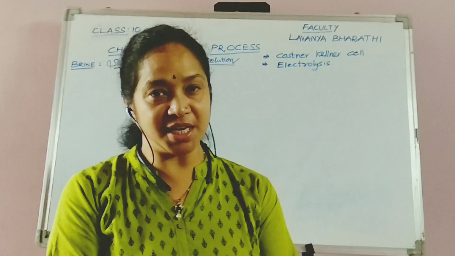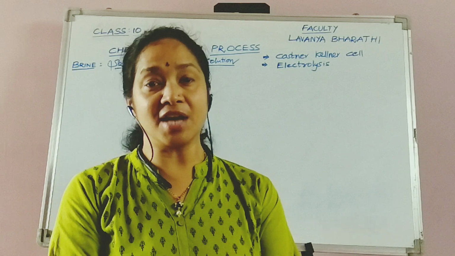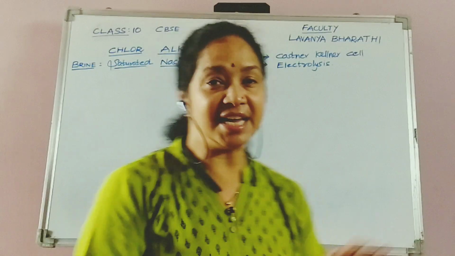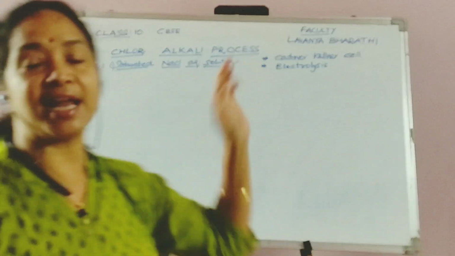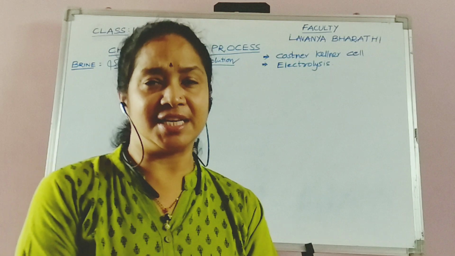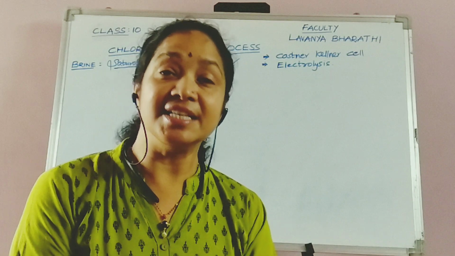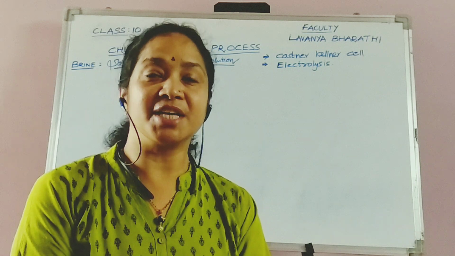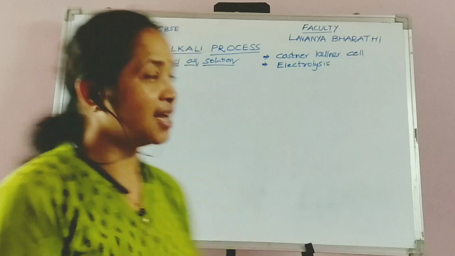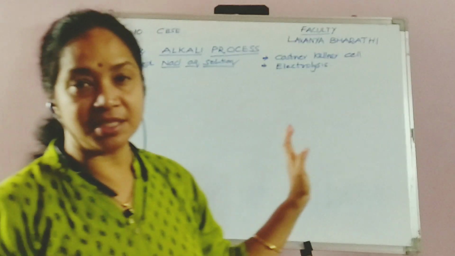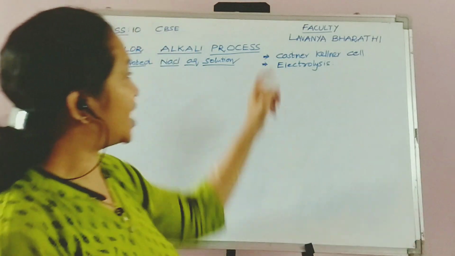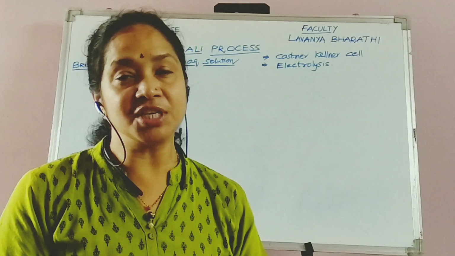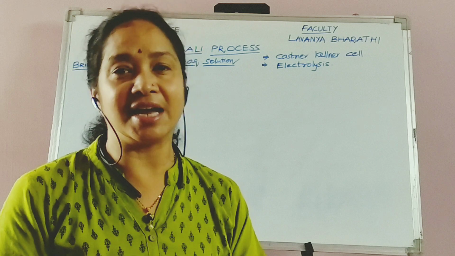So once again I am telling you, it's an electrolytic decomposition reaction of brine solution. Brine is a saturated sodium chloride aqueous solution. You know what is sodium chloride? Sodium chloride is the common salt which we use as kitchen salt or table salt, which is obtained from rock salt. Okay, now this electrolytic reaction is done in the Kastner-Kellner cell, and the process is electrolysis, the decomposition reaction done with the help of electric current.